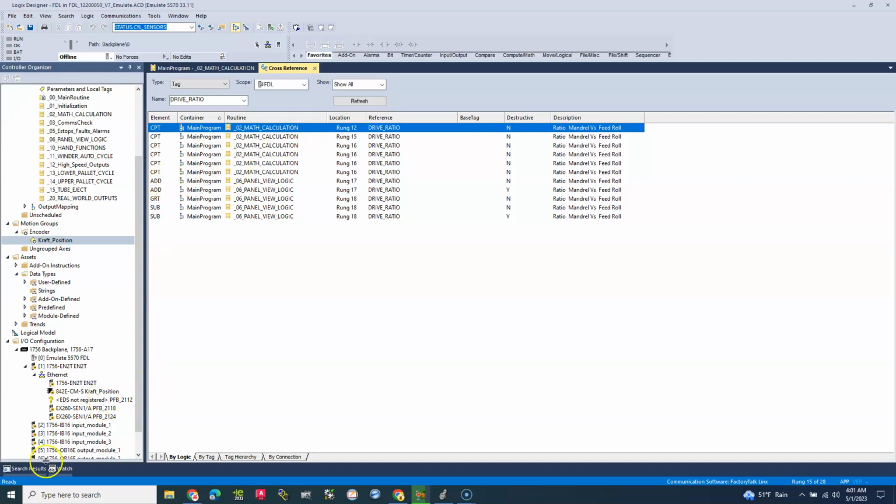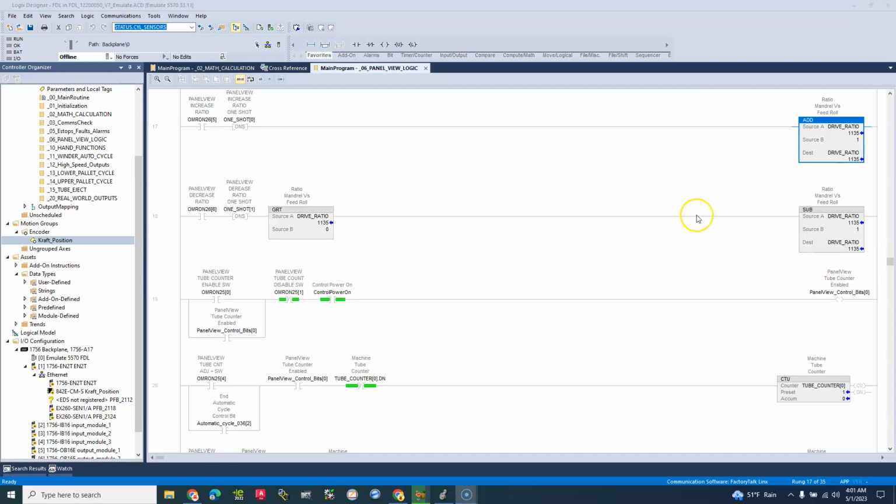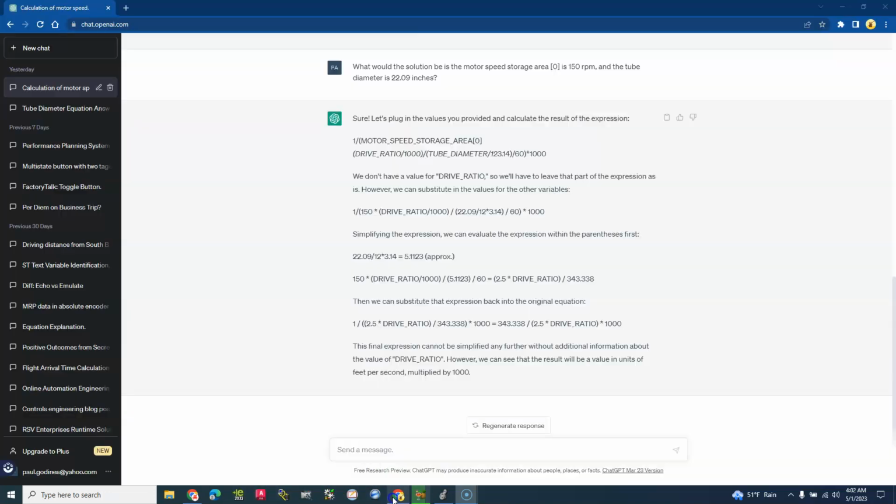Okay, so let's take a minute and look at this. We've done a cross-reference, and we found that our current drive ratio is 1135. So we do have another piece of the information. Now, we say, okay, drive ratio, I've got a number. This is what's in there. Source A, source B, add a 1 to it, puts it in the destination. Pretty simple. But what is a drive ratio?